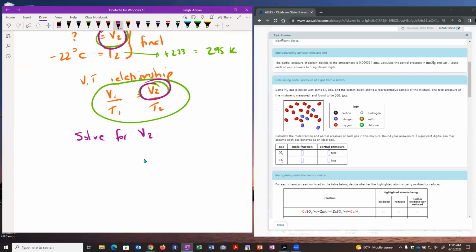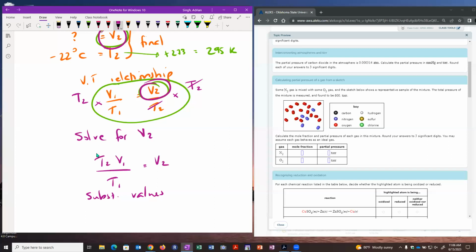All right, so a couple of ways you can solve this also. Again, here we want to isolate V2 on one side. So in order to get rid of the T2 on the bottom, what we can do is multiply this right side by T2, so it cancels. And if you multiply the right side by T2, you need to multiply the left side by T2 as well. So we end up with T2 times V1 over T1 is equal to V2. And then we can substitute our values into that rearranged equation.